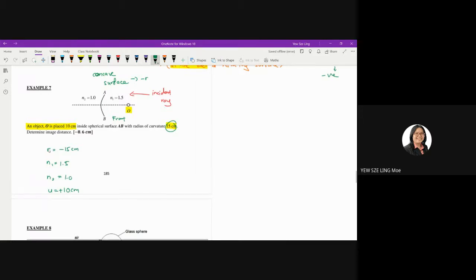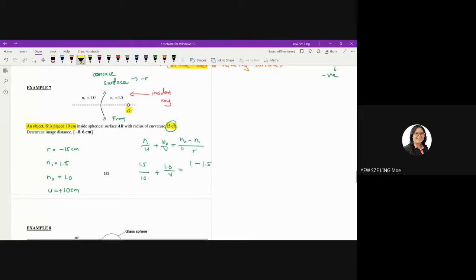So now that you have all of the information, what are we going to do? As usual, we're just going to apply the equation: N1 over U plus N2 over V equals N2 minus N1 over R. N1 is 1.5 right now, and U is positive 10, plus N2, which is 1, over V, an unknown value, equals 1 minus 1.5.